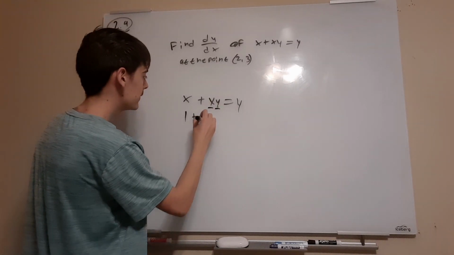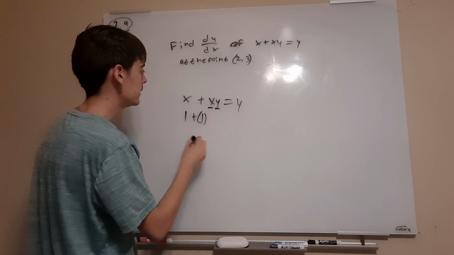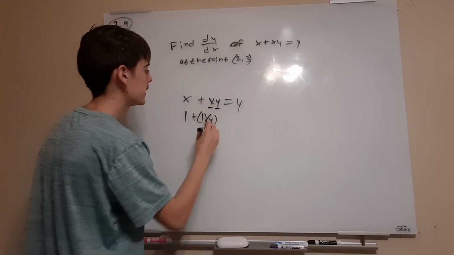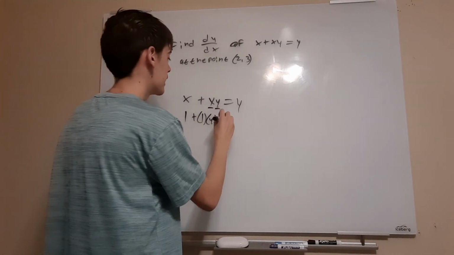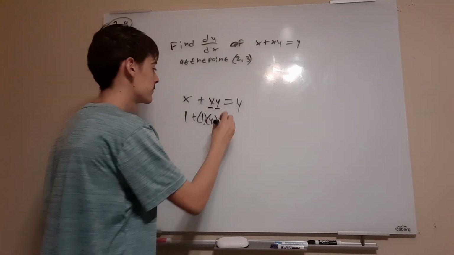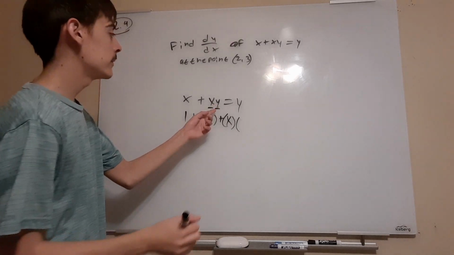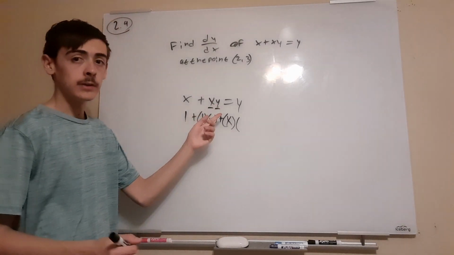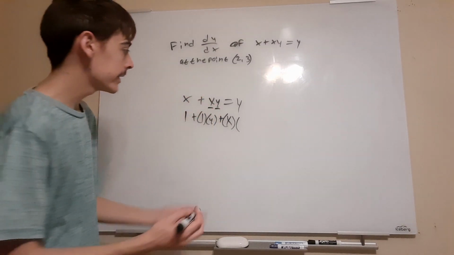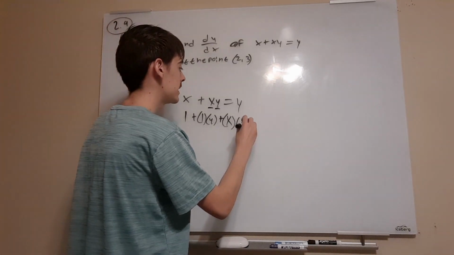So we take the derivative of the first. The derivative of x is 1. Multiply by the second, so multiply by y. Then we add the first, so that will just be x, multiplied by the derivative of the second. Now because y is a function, we're going to treat it like that, so the derivative of y is dy dx.